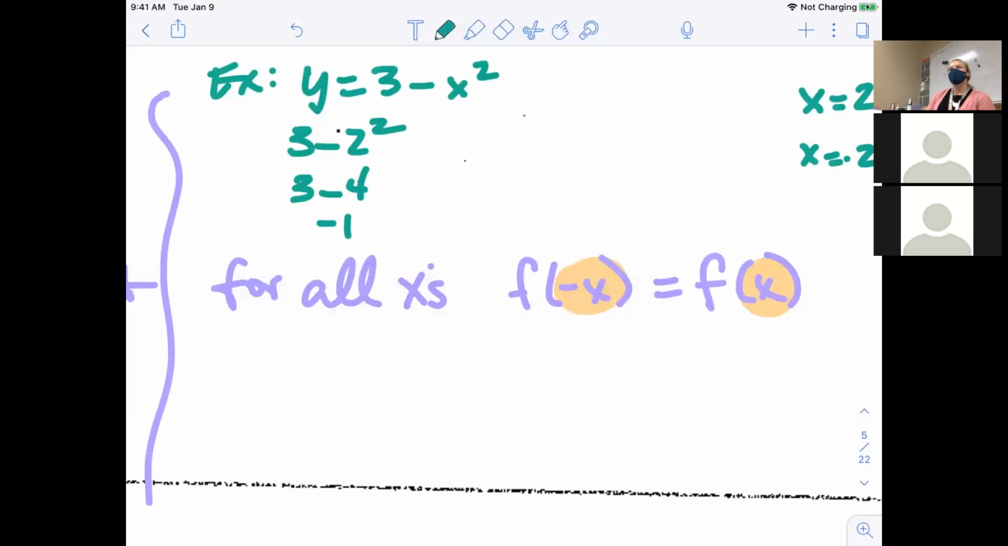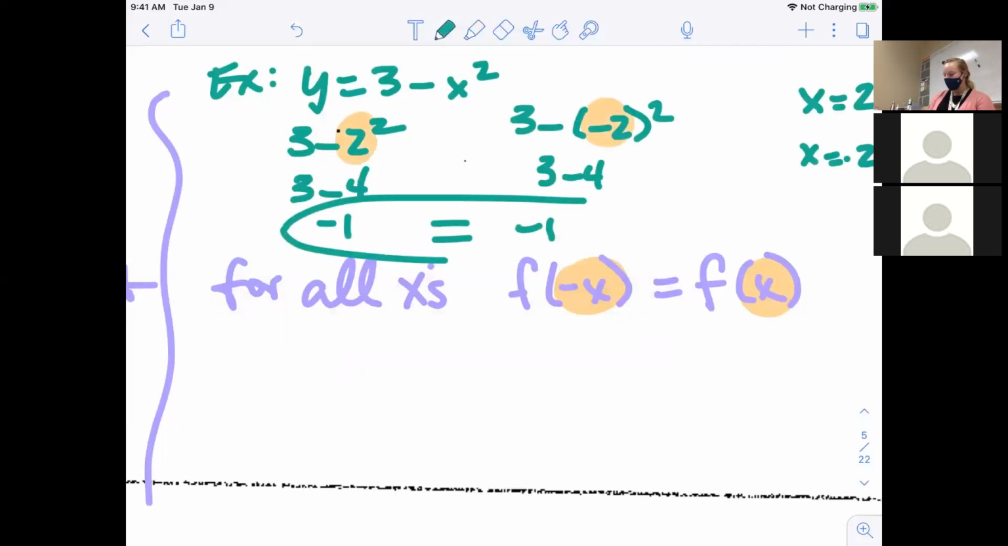We okay with that? Now I'm going to do 3 minus negative 2 squared. What's negative 2 squared? 4. 3 minus 4, what's that? We plugged in positive x and we plugged in negative x and we got the same answer. So that proves that this is even.